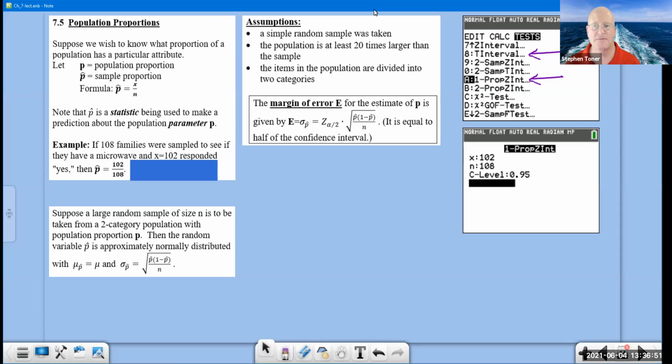In this second video for chapter 7, we're going to start focusing in on proportions, and then we're going to move in and start talking about what this 95% confidence level actually means. So here we go. We're going to talk about a new parameter and a new statistic that we're going to be involved with, which is going to be p-hat. P-hat is going to be a sample proportion, which we use to make a prediction about a population proportion, p.